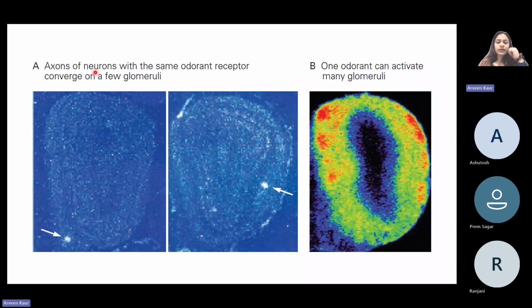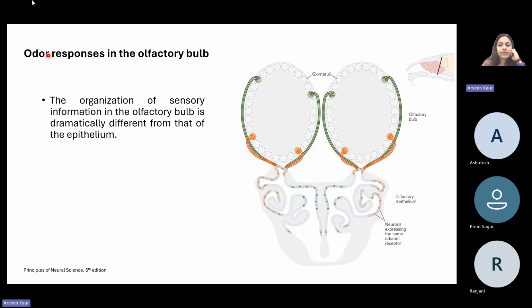So you can see axons of neurons with the same odorant receptors converge on a few glomeruli, which are highlighted by this white expression over here and here. One odorant can activate many glomeruli. So you can see in this heat map that multiple different regions or multiple different glomeruli are getting activated by one single odorant, right? So, when we talk about odor responses in the olfactory bulb, the organization of sensory information in the olfactory bulb is dramatically different from that of the epithelium itself, right?